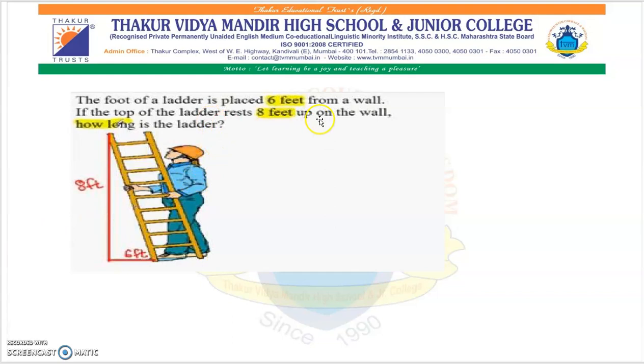The foot of the ladder is placed 6 feet from a wall. See, this is a wall. Distance between wall and foot of the ladder is 6 feet. If the top of the ladder rests 8 feet above on the wall, the height of the wall is what? 8 feet. How long is the ladder? We have to find out the length of the ladder. The same method as we have done in the above slide. Hypotenuse we have to find out. We will use Pythagoras theorem. Hypotenuse square equal to perpendicular square plus base square.